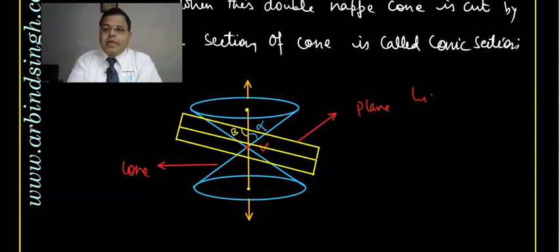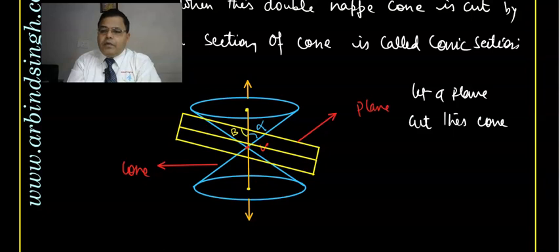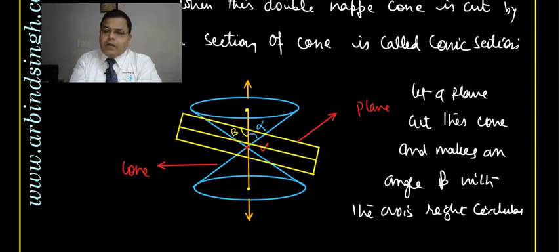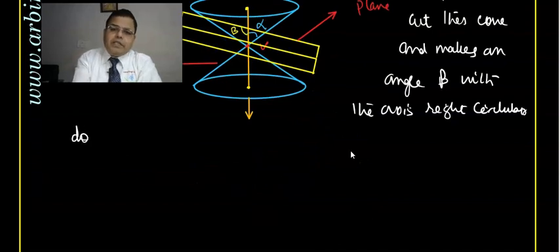Let a plane cut this cone, one part of the cone, which makes an angle beta with the axis of a right circular double napped cone. Then the following situation will arise.